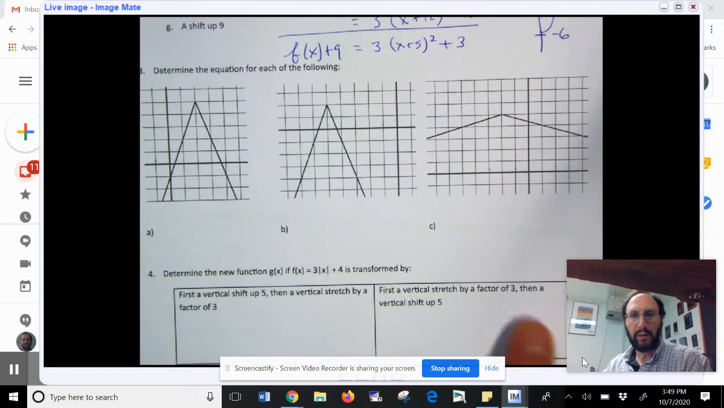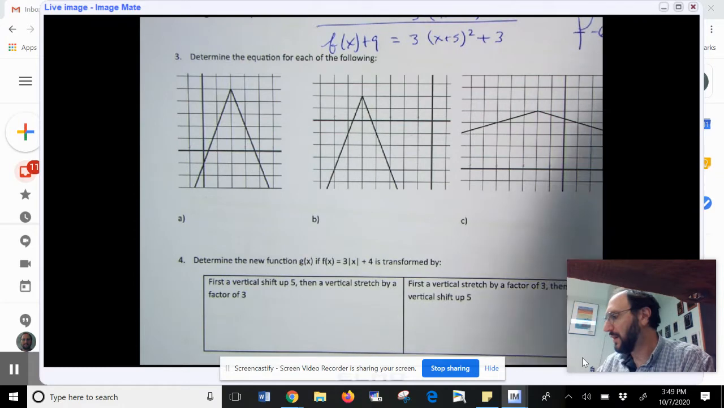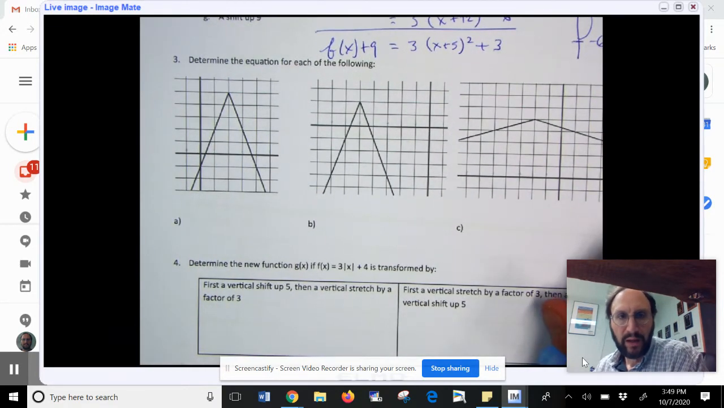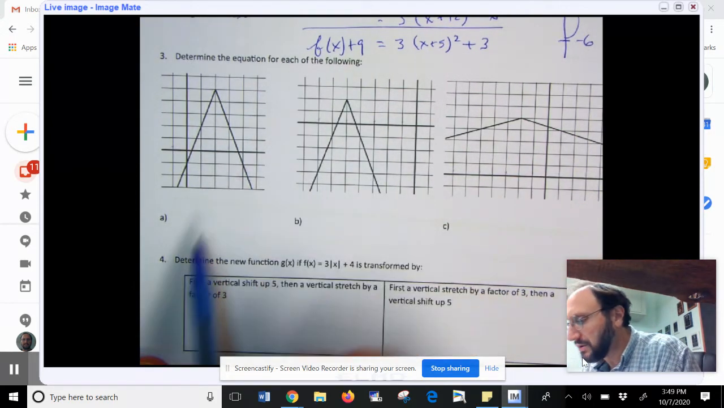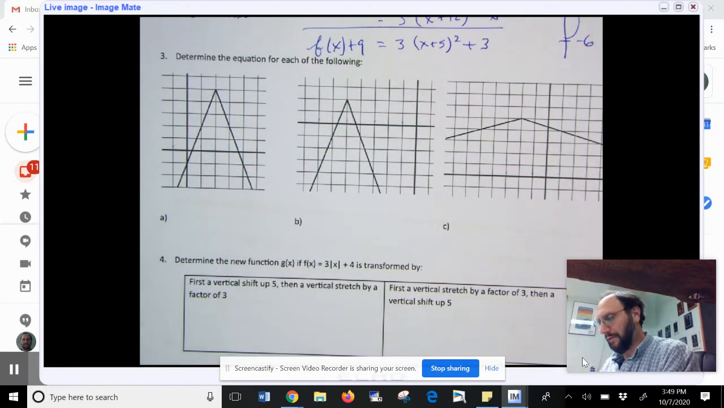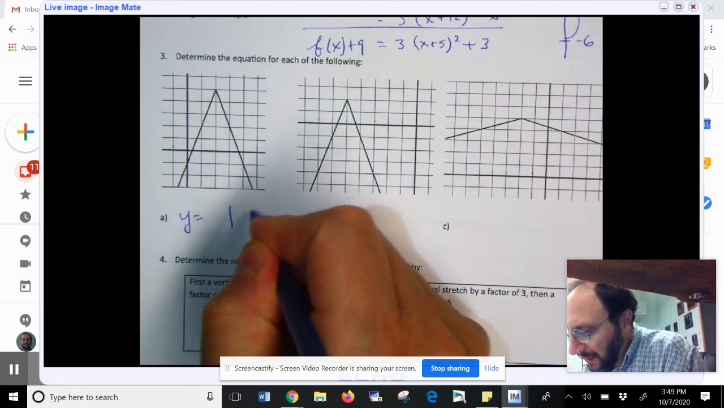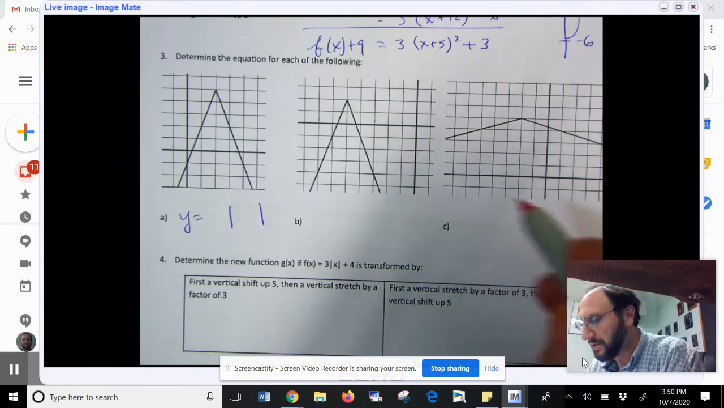All right, here we are in problem number 3 from the chapter 1 review, number 152. Number 3 says, determine the equation for each of the following. So here we go with the first one. First of all, I know for sure that it's an absolute value of something. So that's good. All three of these are, in fact.